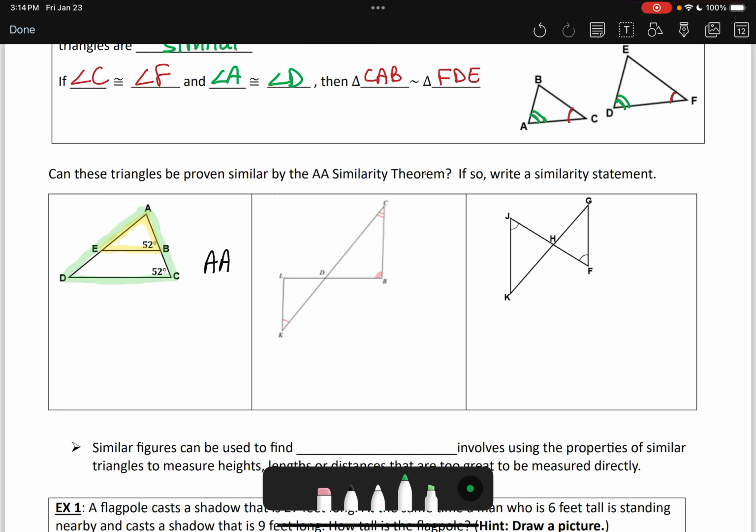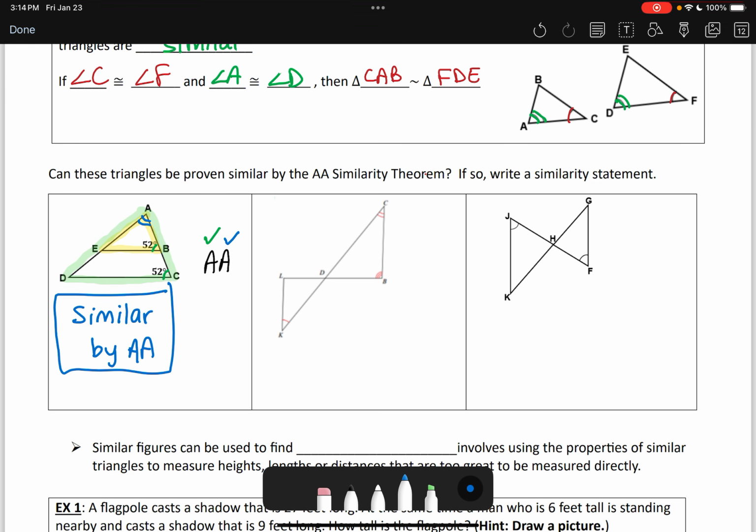Well, I see here that we have 52 and 52. Well, that takes care of one pair of angles. And then I also see here that if you look at the yellow and the green triangle, they both share angle A. So that is called a reflexive angle. So that would count for our second pair of angles that are congruent. So because we're able to check that checklist there, we say that these two triangles would be similar by angle-angle.